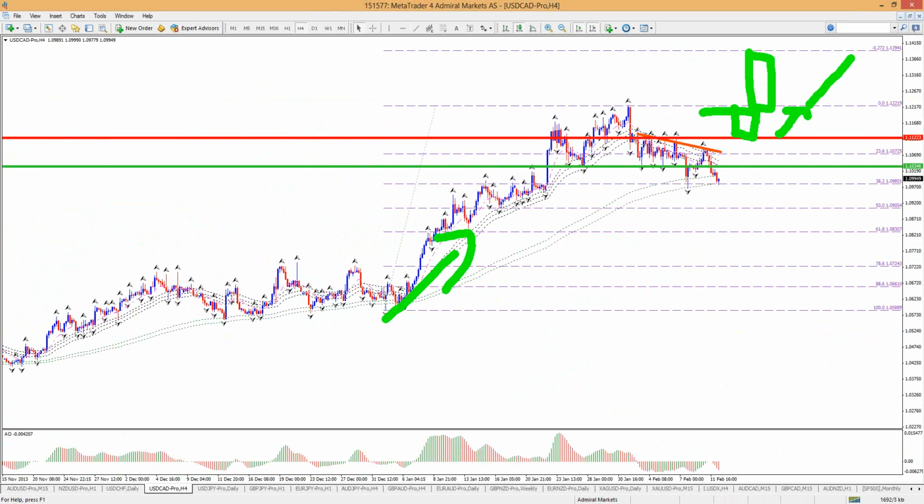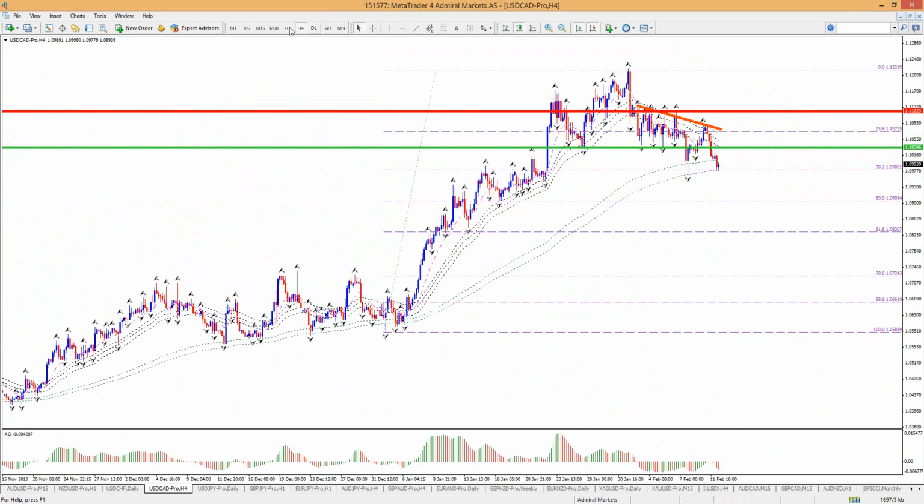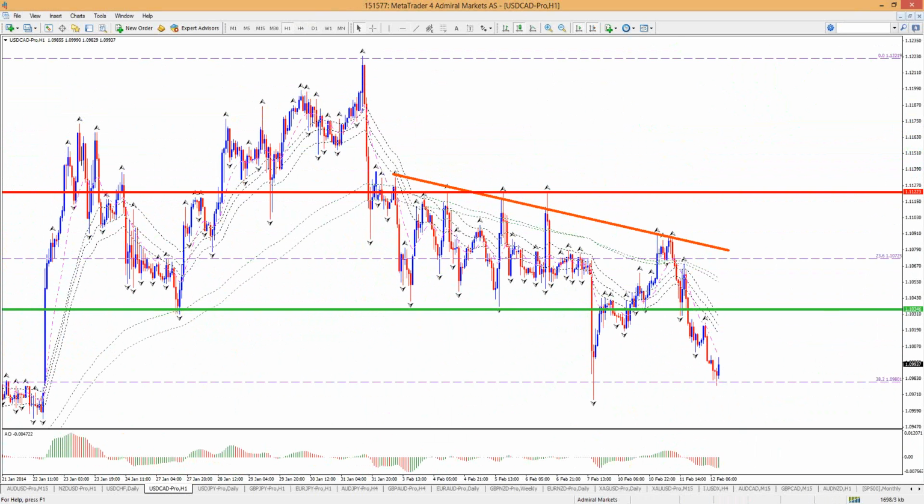How about downside? Downside is a bit less clear at the moment, because first of all, we are close to support, which could be a bouncing spot.